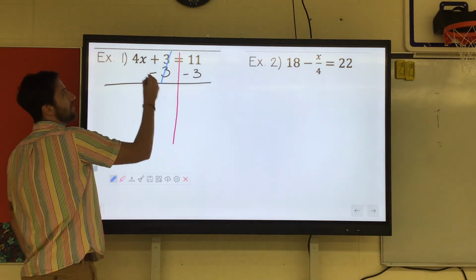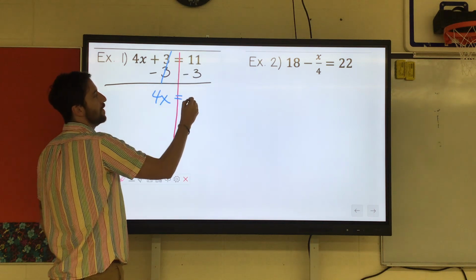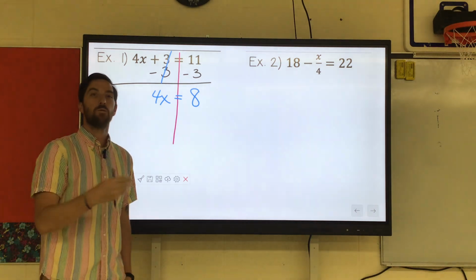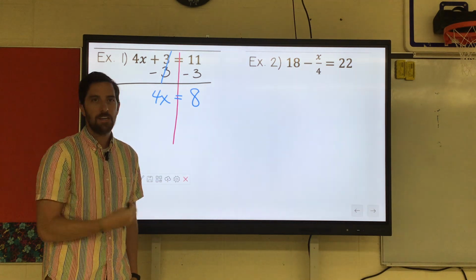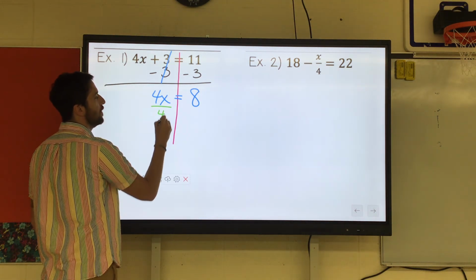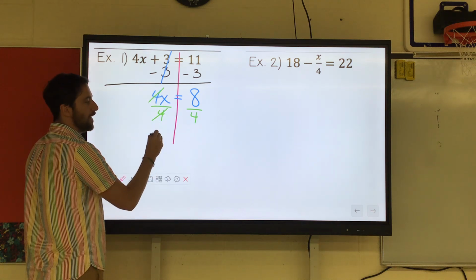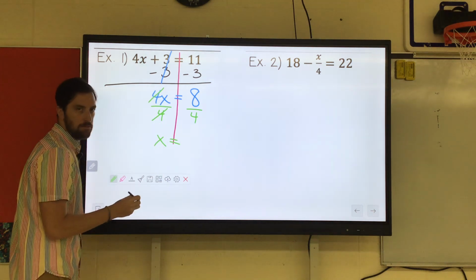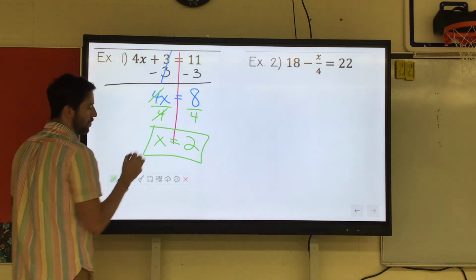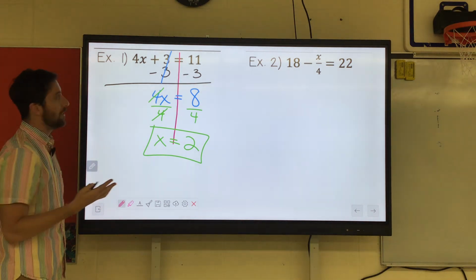So all we have left on the left side is the 4x equals, on the right side, 11 minus 3 is 8. Now 4x means 4 times x. It's multiplication, so we do the opposite. So we're going to divide both sides by 4, because 4x divided by 4 is just 1x, which is what we're always trying to get it down to. And then 8 divided by 4 is 2. X equals 2.